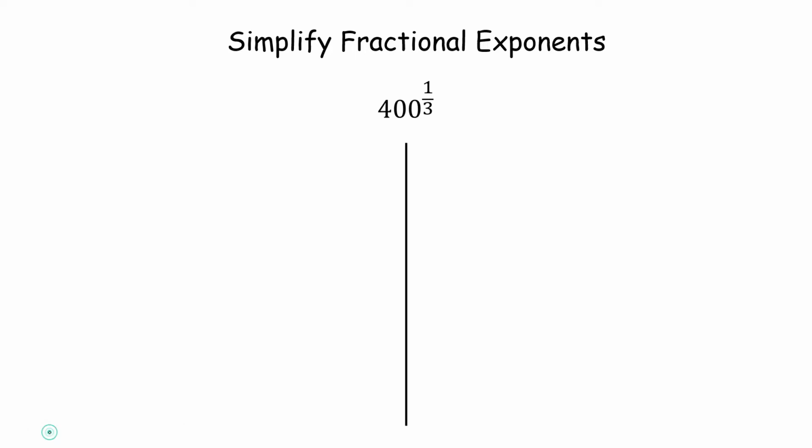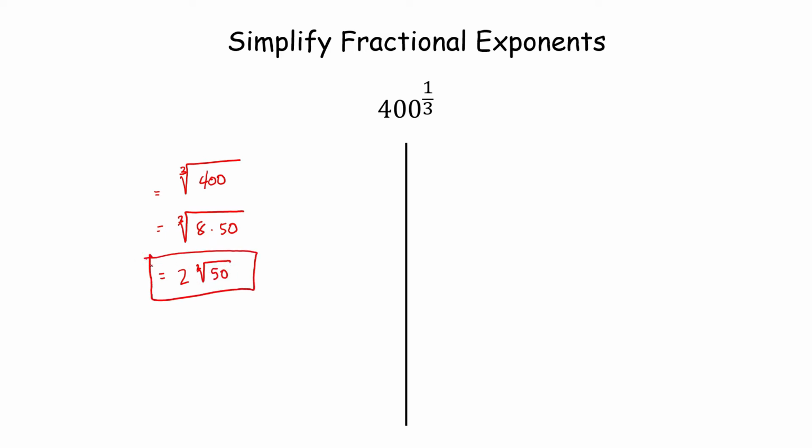This is 400 raised to 1/3. The first way of doing that is by converting it into radical form. So that's the third root, or cube root rather, of 400. And then we need to think about the perfect cube factor of 400, which is 8. So that's 8 times 50. So cube root of 8 times 50. The cube root of 8 is positive 2, times the cube root of 50. So this is our answer here.